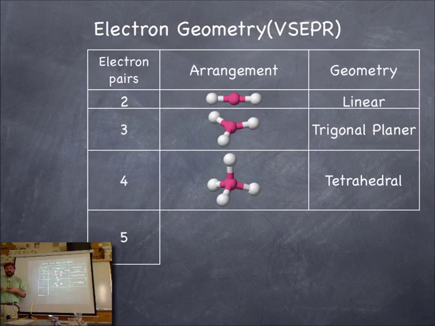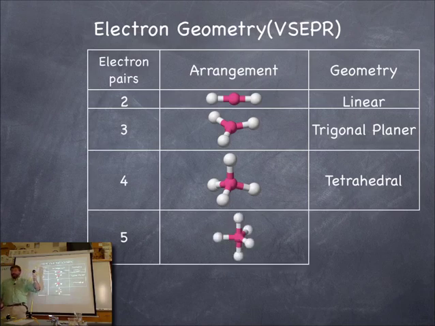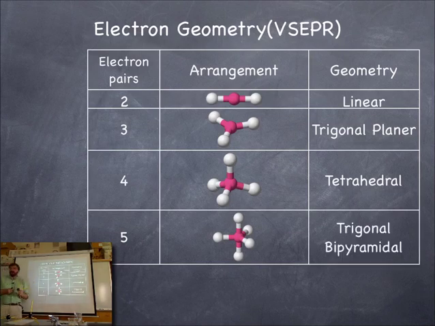So, 5 things arranged around a central atom. The best arrangement, the lowest energy, the greatest distance is what we call this shape. Okay? I have 3 in a flat plane. Okay? 3 of them in a flat plane, 1 above and 1 below. And we call this trigonal for the flat triangular plane, bipyramidal. Two pyramids. We have a triangular-based pyramid on the top and a triangular-based pyramid on the bottom. Okay? Trigonal bipyramidal. Carefully.